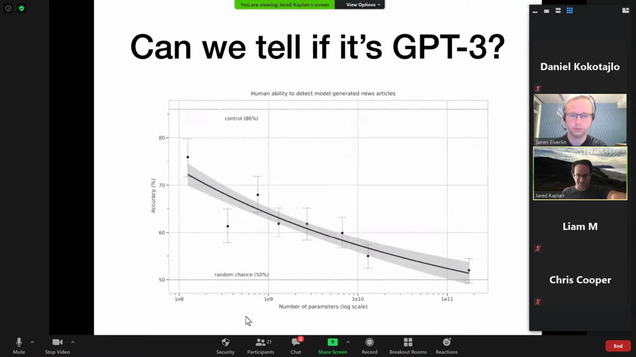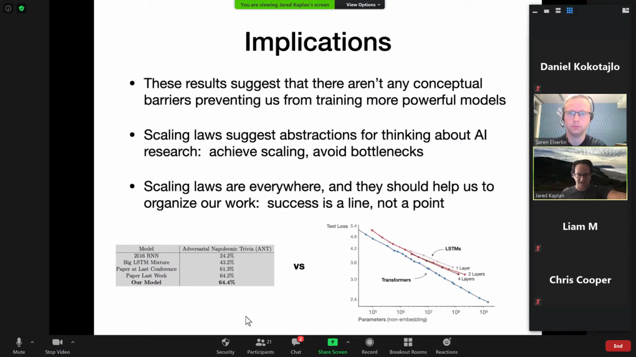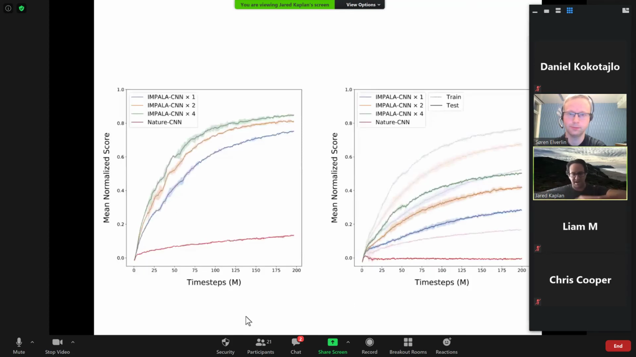Humans have difficulty telling the difference between GPT-3 generated news articles and real news articles. I think these results suggest that we can continue to get a lot more performance by scaling up. They suggest certain abstractions for thinking about machine learning performance. I think they suggest how we should measure improvements in algorithms, where you really care not just about the algorithm on one given model, but on a suite of models. And does the new algorithm help you to improve performance everywhere, if you care about that?